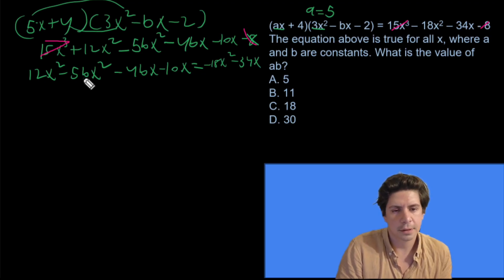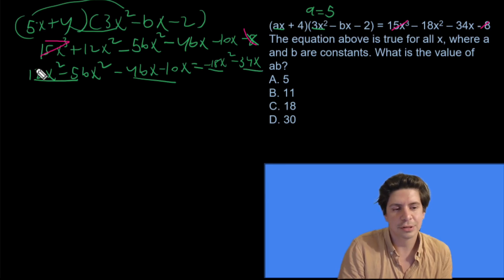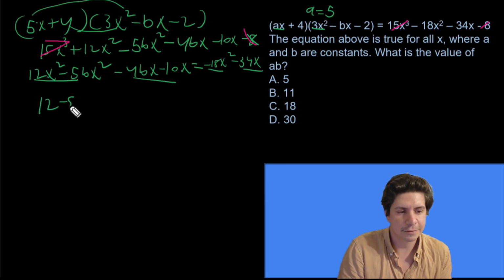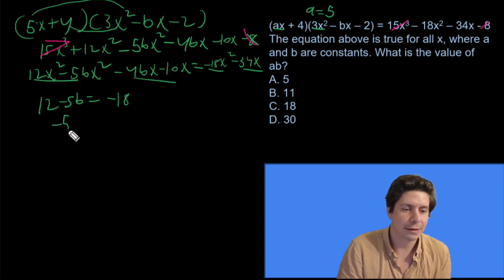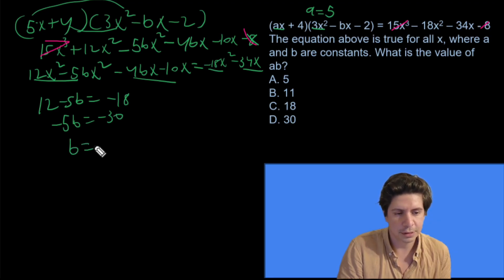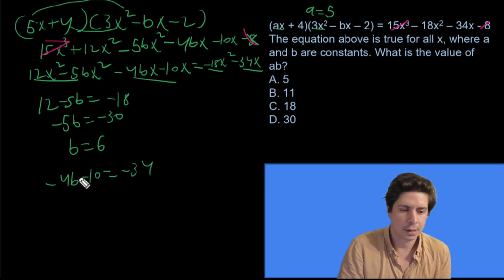Now, the x squareds have to line up with the x squareds, and the x's have to line up with the x's. So you just have to do one of them, and it'll work for both. So we're going to have 12 minus 5b equals negative 18. Because 12x squared minus 5bx squared equals negative 18x squared, we can get rid of that. So we get negative 5b equals negative 30. So b equals 6.